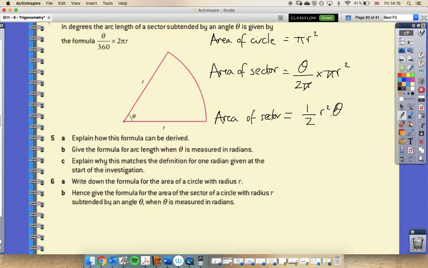Obviously, you can only use this version of the formula if your angle is in radians. Similar to our arc length formula. You use r theta if your angle is in radians. If it's in degrees, r theta is not going to work. You're going to have to go back to this. Okay, so you've got a couple of formulas to use. Make sure you're picking the right one based on the measures that you have.